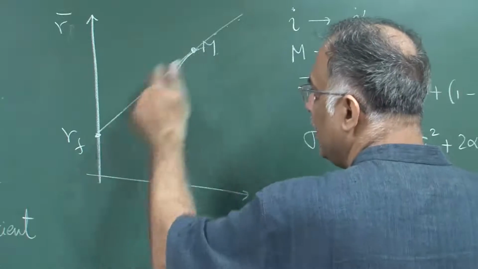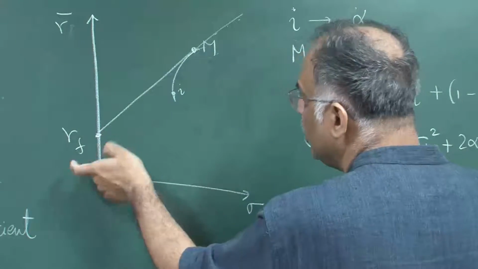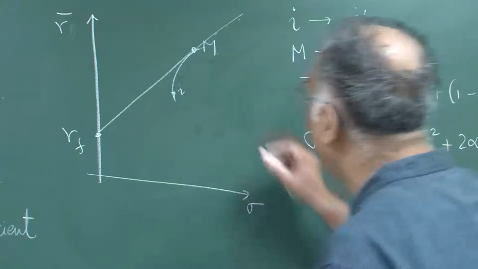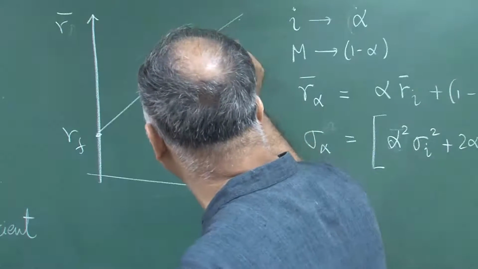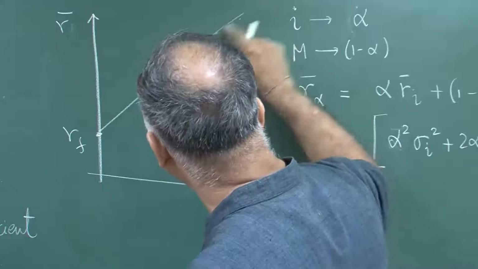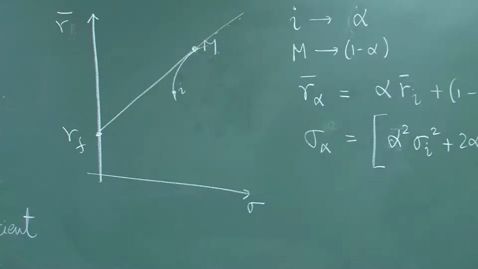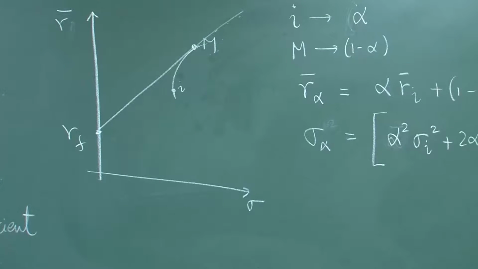Then it violates the fact that M and RF both are on the efficient frontier. So what happens is that at M this curve is tangent to the capital market line, that is what should happen. Once that happens we can start thinking about that.